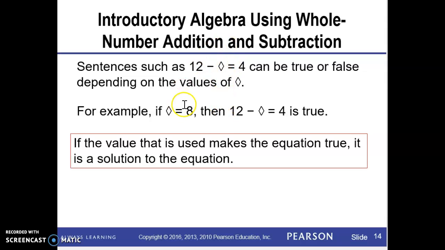You're still trying to figure out, in order for this statement to be true, only certain numbers can be substituted in here. In this case, only one number, and that is 8. So 8 would be the solution to this. Any other number that I might try to put in there is going to make it false, so it would not be part of the solution.